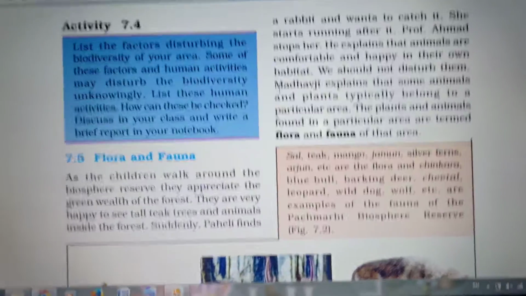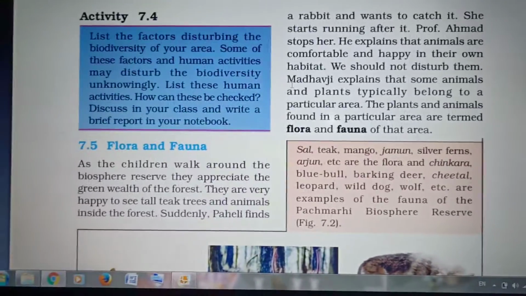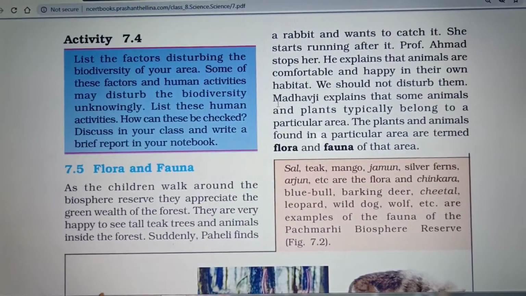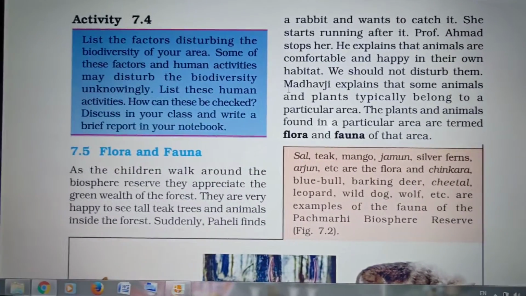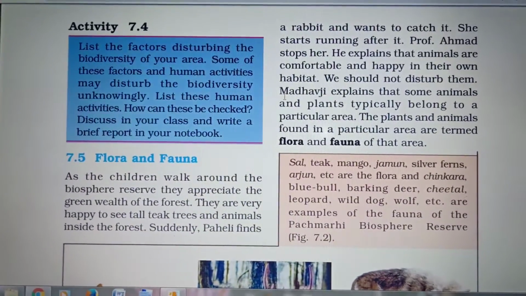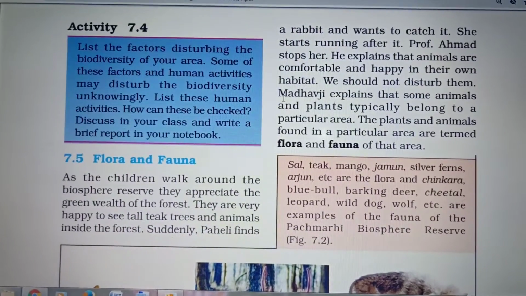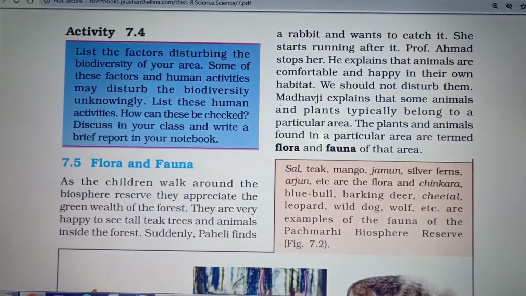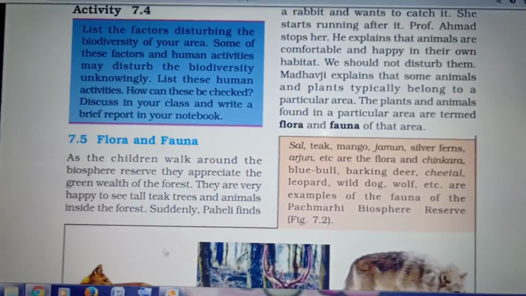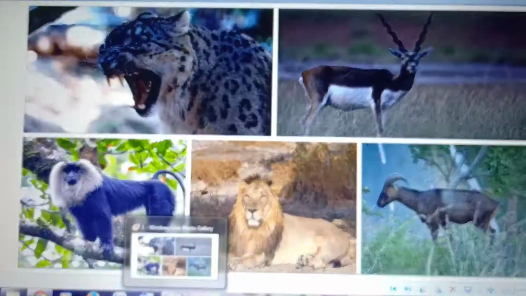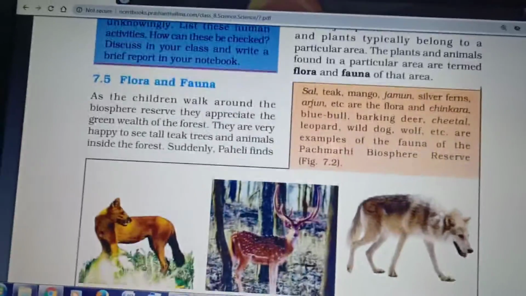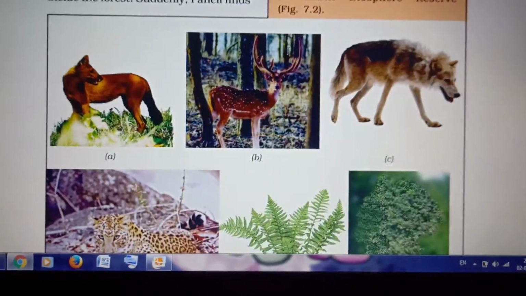And today we are going to see about flora and fauna. What do you mean by flora and fauna? The plants and animals found in a particular area are termed flora and fauna of that area. Okay, flora means plants and fauna means animals. Okay, and here in Panchmari, last class we saw about Panchmari Biosphere Reserve and some of the fauna seen there.